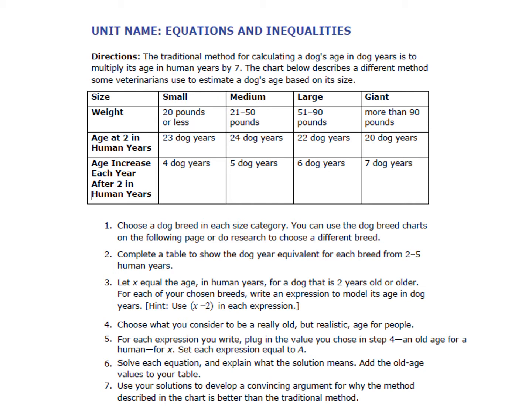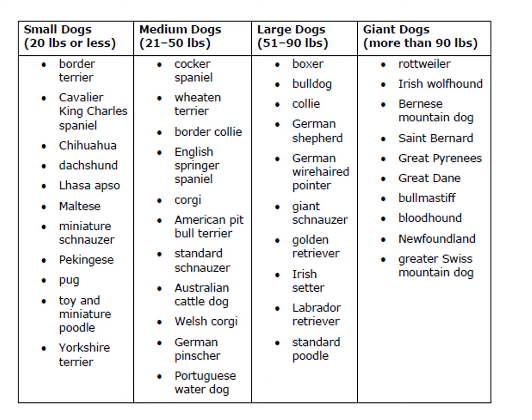So this is the sheet that you were given for your directions, listed on Connexus in Unit 7 for your portfolio. Then they give you a list of dogs in the small, medium, large, and giant category, and you're going to choose one of those. On the next slide, you'll see that I have chosen one breed from each one. It does not matter which you choose. It's just as a title for the table.